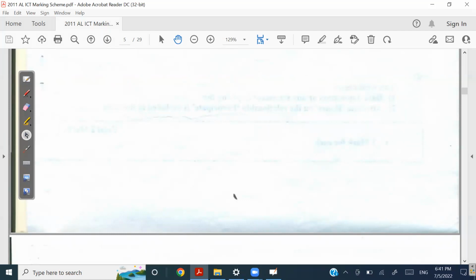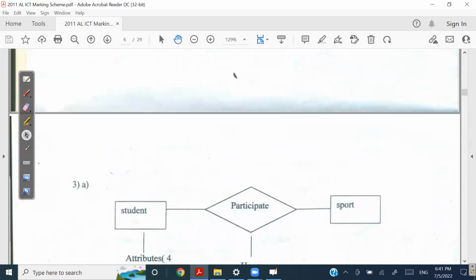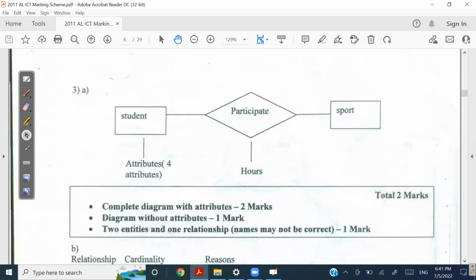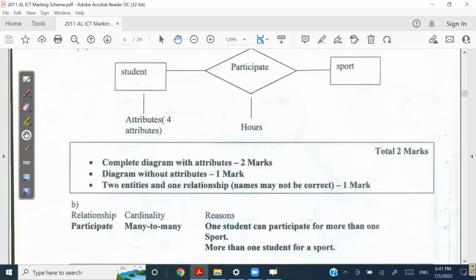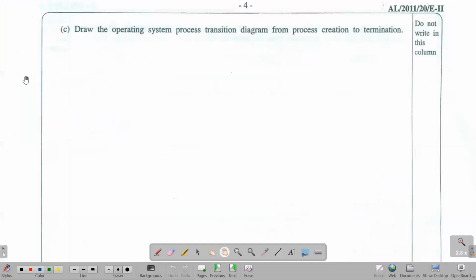Right? That's what we are trying to do here. Okay, so the next question, the third one, it is talking about an ER diagram. Right, so when it comes to the ER diagram, it should be a completed one, right? So in the question, they were talking about.